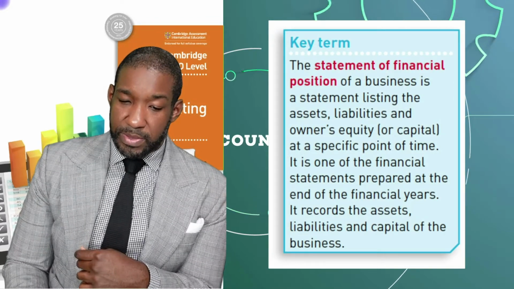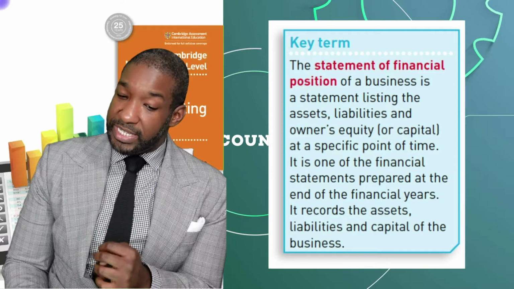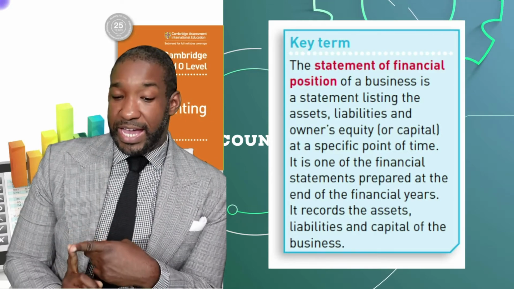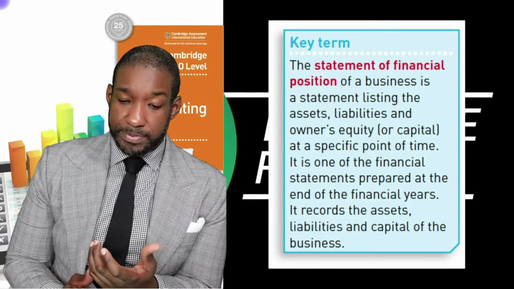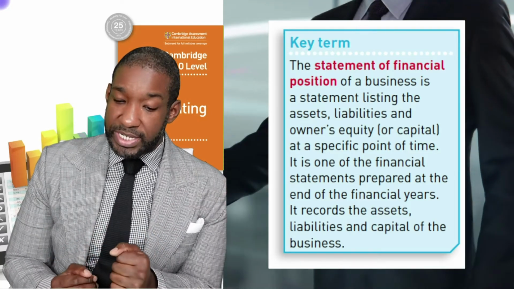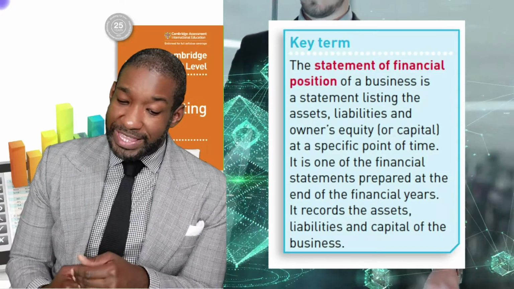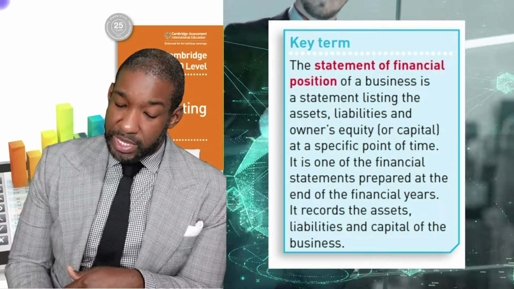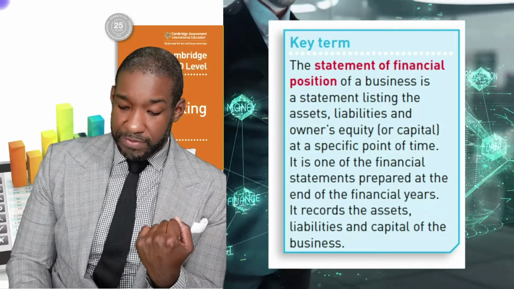Key term. The statement of financial position of a business is a statement listing the assets, liabilities, and owner's equity or capital at a specific point in time. It is one of the financial statements prepared at the end of the financial years. It records the assets, liabilities, and capital of the business.